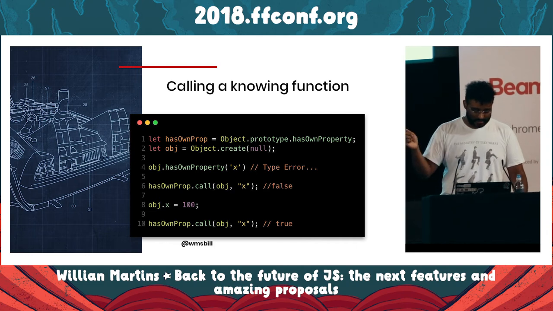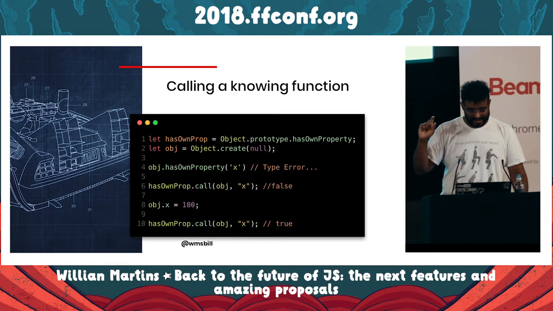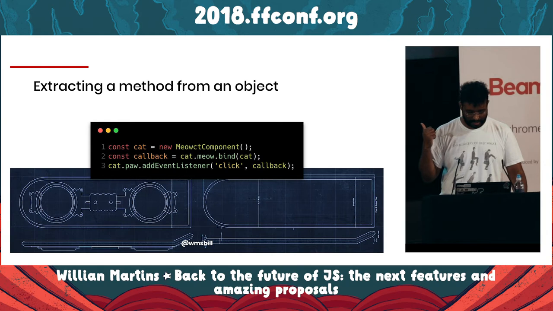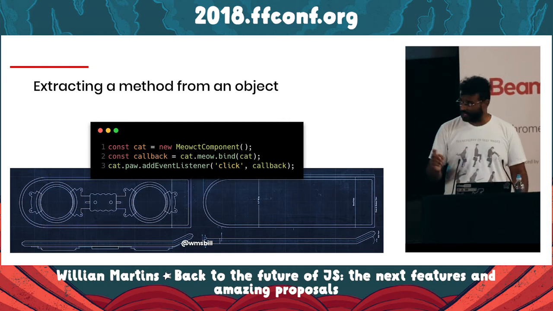So to do that, on line 1, I'm extracting this function and trying to use it on line 6. And as you can see, the way we are using this is, let's say, not so elegant, so it's hard to understand, but it works. And the second example is the way we showed before on the meowct component, when we want to bind the class or the context to the event. So these are the two base cases for the first proposal I want to show you.